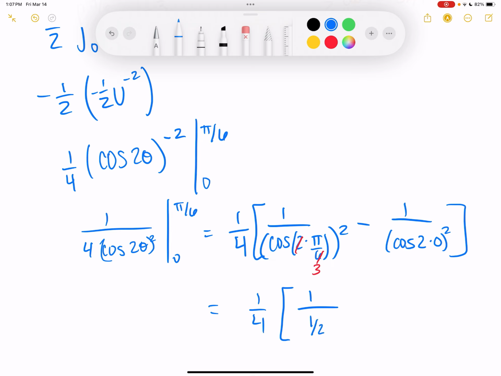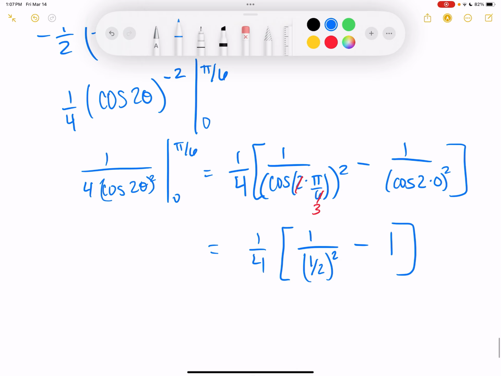And that's 1/2 squared. What's the cosine of 0? 1. So this is just minus 1. What's 1 over 1/2 squared? 4. So this is 1/4 times 4 minus 1, or 3/4.